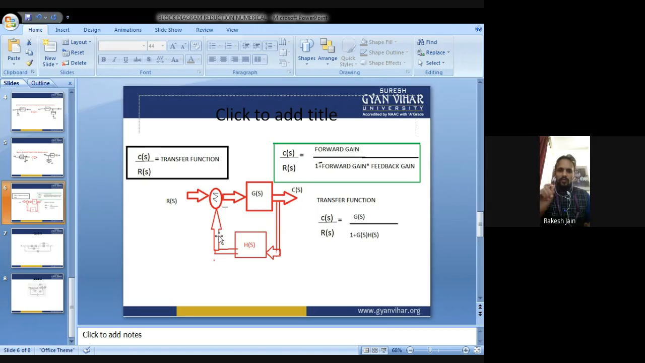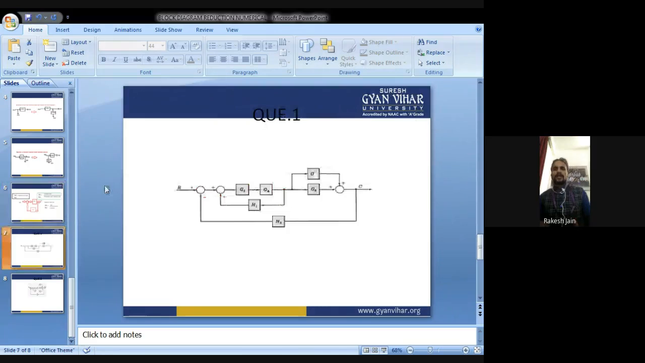Now we want to solve some complex numericals, and here once again one more PPT is there. The rule behind finding the transfer function with the block diagram is: forward gain divided by 1 plus or minus forward gain multiplied by feedback gain. Keep in mind that if the feedback is positive, we have to use the negative sign in the formula.